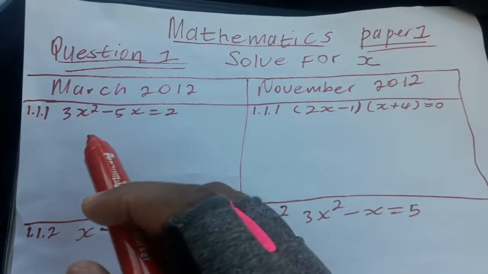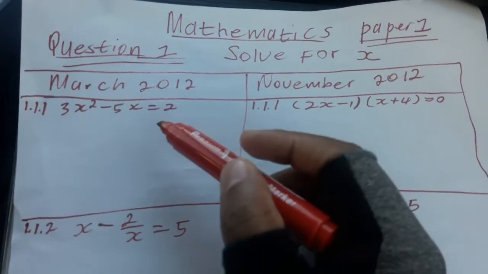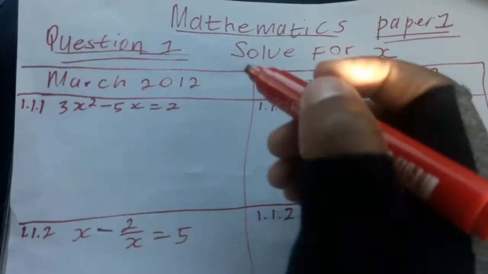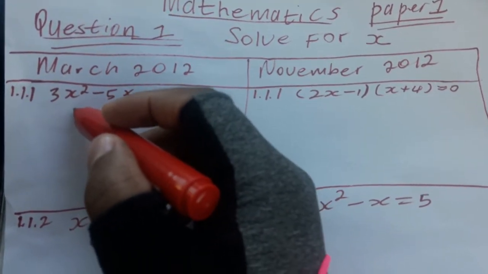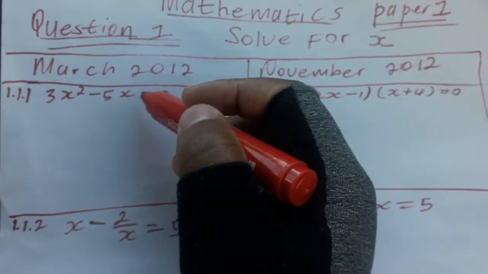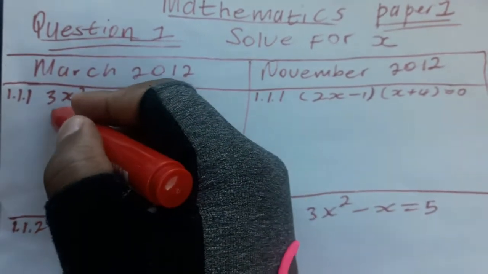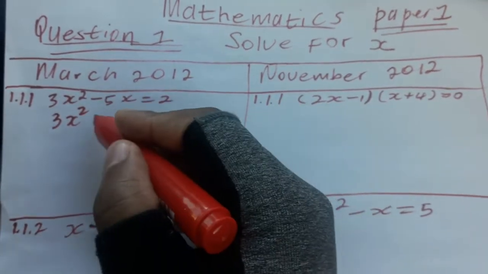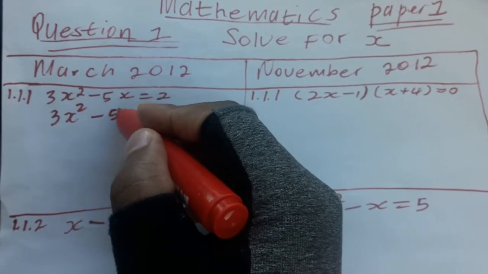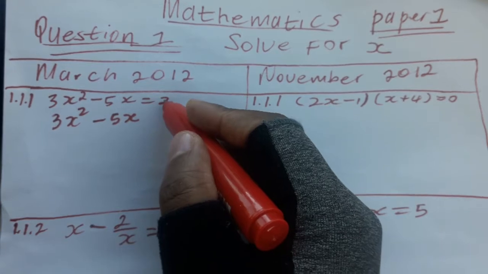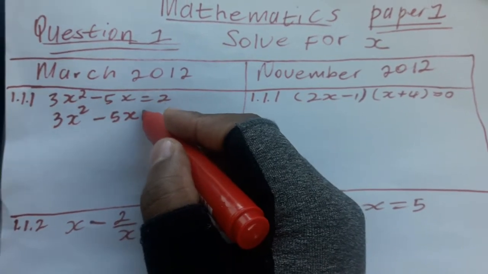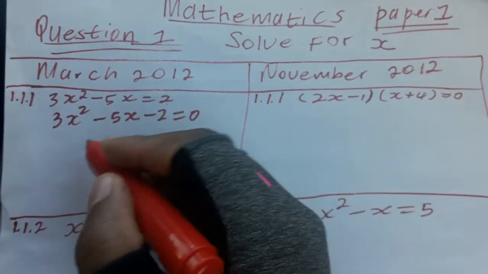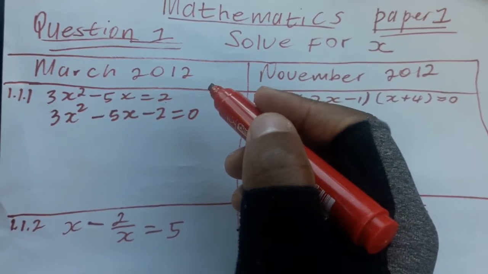November. So we're going to start with question 1.1.1, right there. We are going to solve 3x squared minus 5x equals 2. How do we do that? Easy. Just say 3x squared minus 5x, and then we take this 2, it comes to this side and becomes negative, and all that is equal to 0. So from there, what do we do?